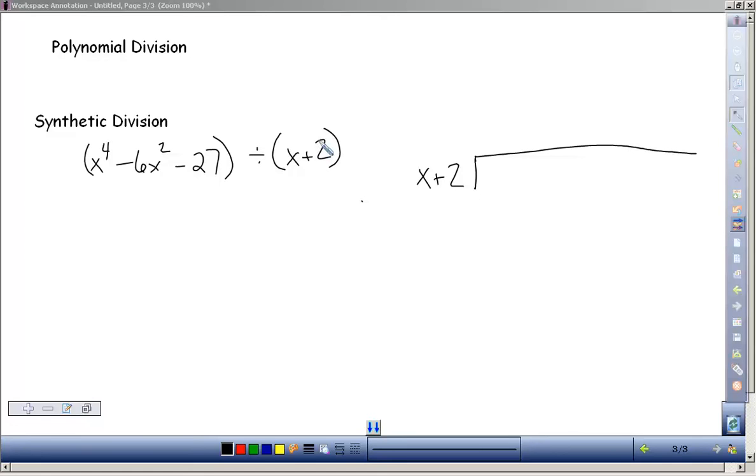Now, we've talked about long division. I do want to talk about a shortcut. Long division always works. It works with numbers, variables, polynomials, doesn't matter. Long division is always going to work. It is a great way to go.